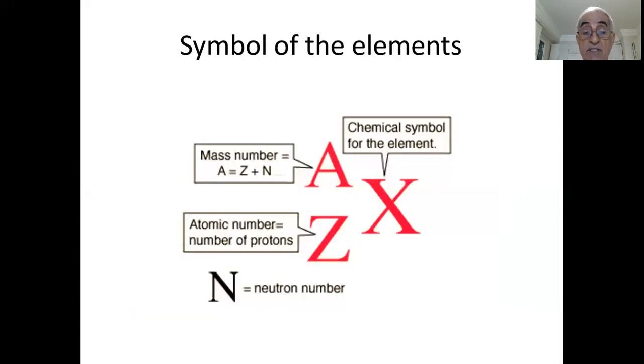Symbol of the elements: X is the chemical symbol for the element, while Z is the number of protons in the nucleus, which is called the atomic number, and A is the mass number, that is to say the sum of protons and neutrons. So mass number equals atomic number plus number of neutrons.